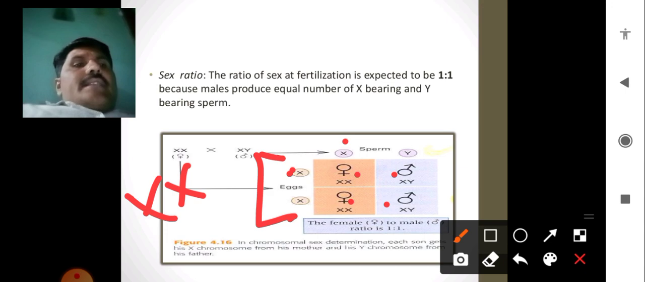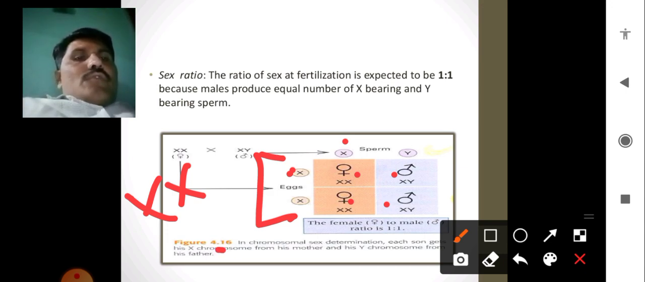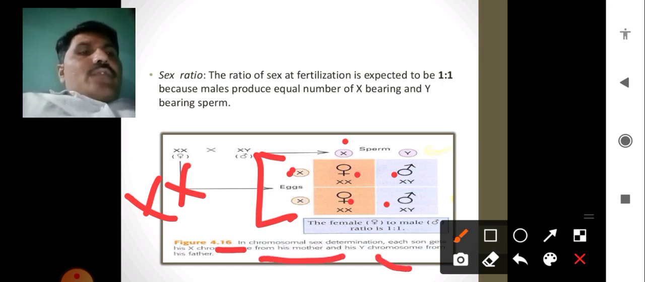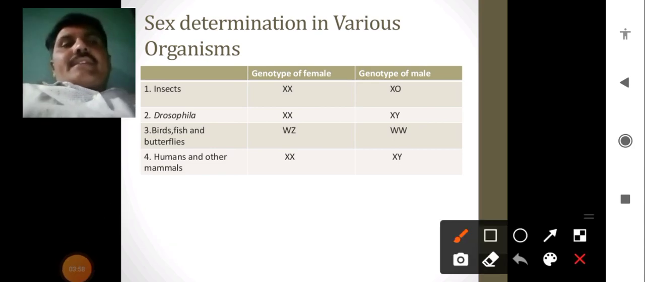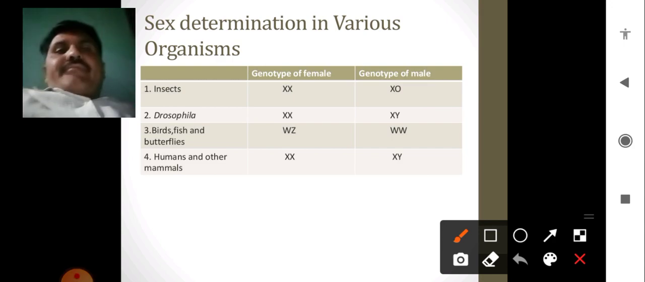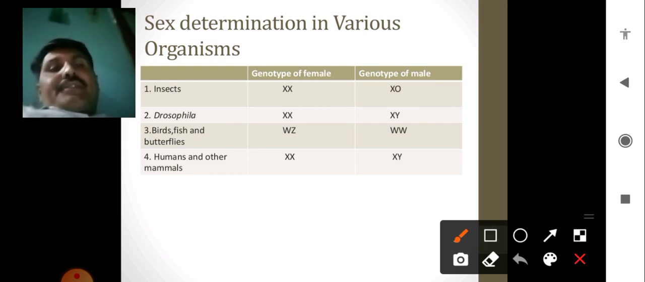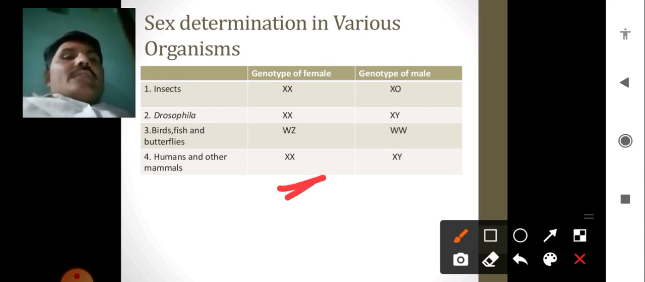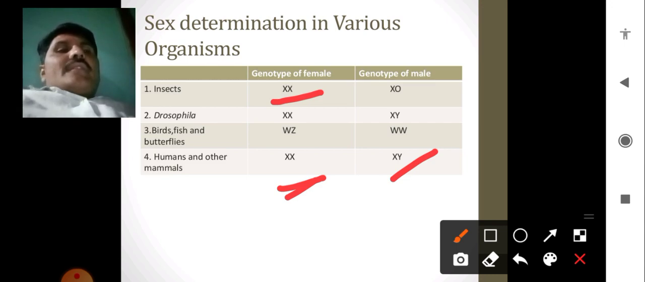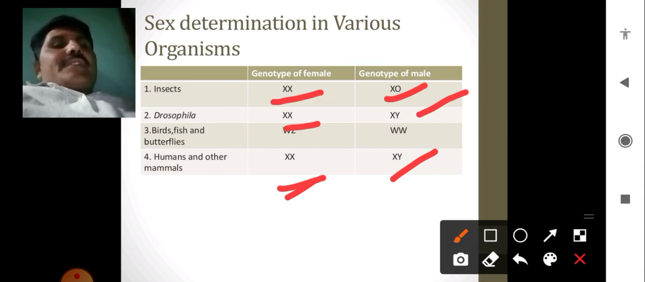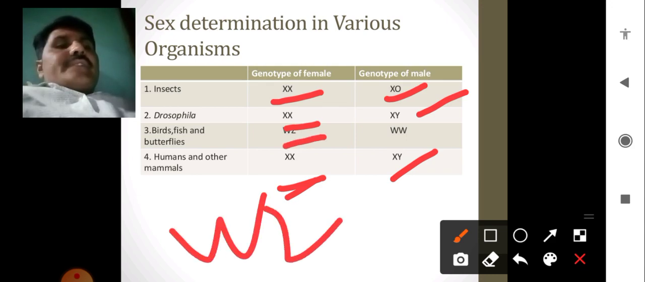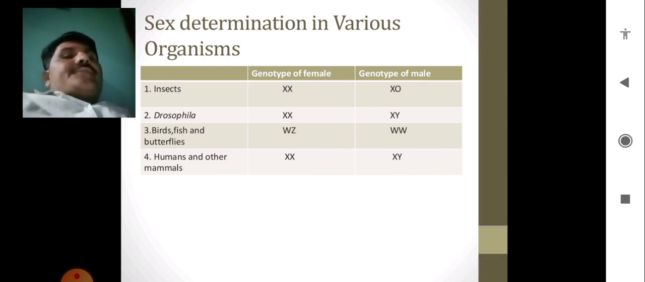Now, in the son or the progeny, the X chromosome is taken from his mother and the Y chromosome is taken from the father. Now, while studying sex determination in the various organisms, we get the genotypes of the male as well as the female. In humans and other mammals, we have double X for the female and XY for the male. In insects, the female is double X and the male is XO. Drosophila is the same as humans and mammals. In birds, fishes and butterflies, it is ZW: ZW represents the female and ZZ represents the male.